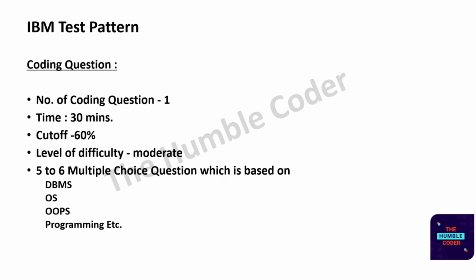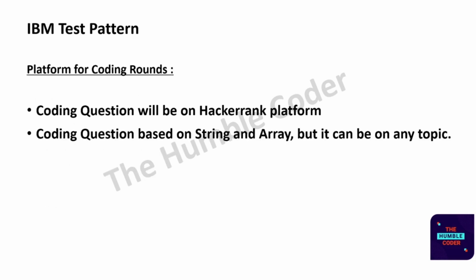Moving ahead, now the coding questions. The total number of coding questions will be 1. The time you will get to solve the question will be 30 minutes, and the cutoff for the coding round will be 60%, so you have to keep this in mind. The level of difficulty will be moderate, so you have to practice beforehand. 5 to 6 multiple choice questions are also coming, which will be based on your DBMS, OOPS, operating systems and programming logic.